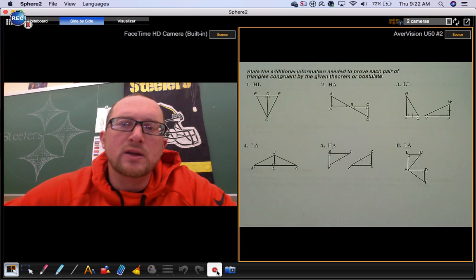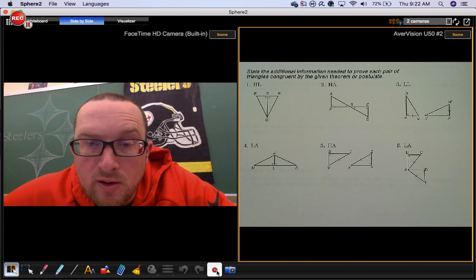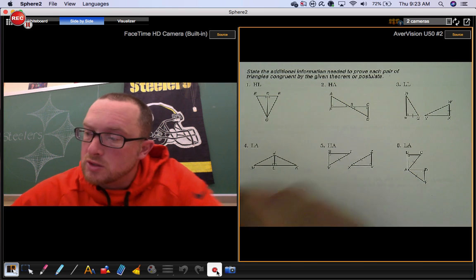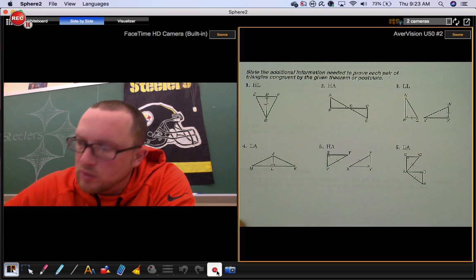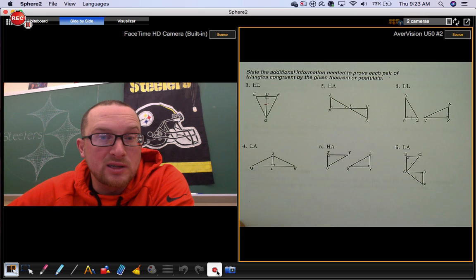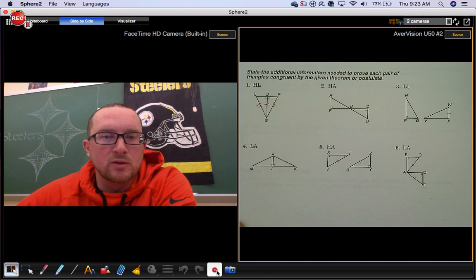State the additional information needed to prove each pair of triangles is congruent by the given theorem or postulate. So we want to use HL here. We already have right angles, and we have congruent legs as well. We just need congruent hypotenuses. So what else do you need? You need those to be congruent. So that's all we're going to do is make those marks.